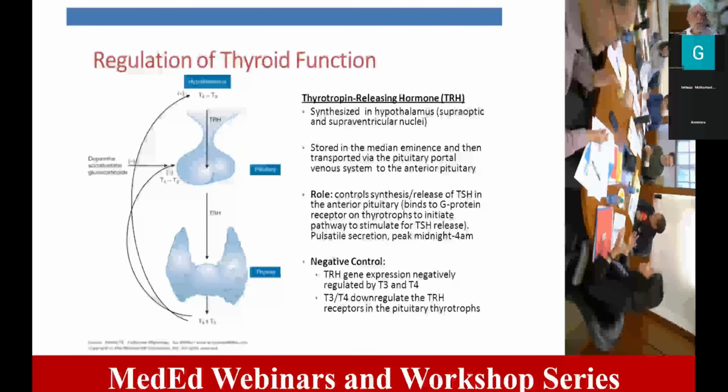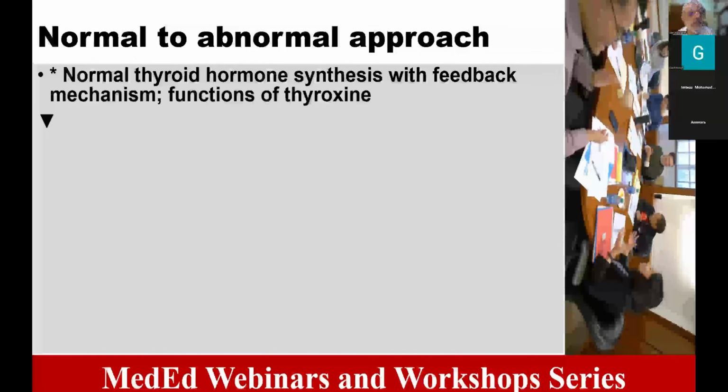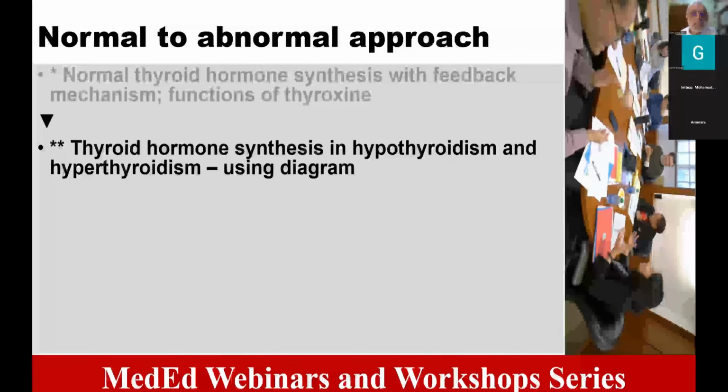Another example is the regulation of thyroid functions. This can be a whole class session. We teach about the production of thyroid hormone and their normal regulation feedback mechanism. And then in the second session, let's say the first session is normal thyroid hormone synthesis with feedback mechanism, as well as the functions of thyroxine. Now we present a situation that there is a problem in production of thyroid hormone.